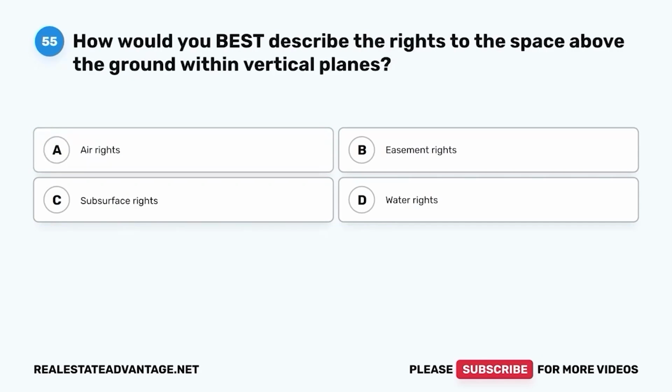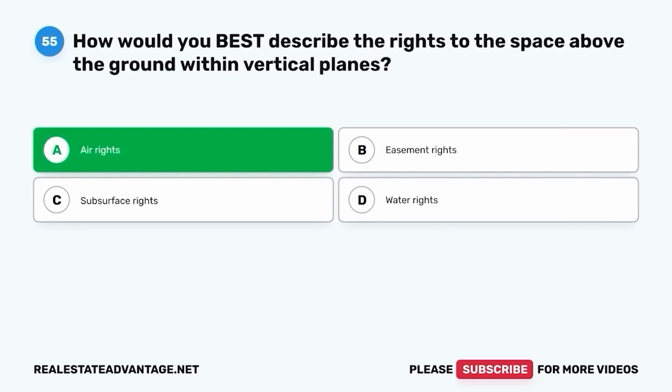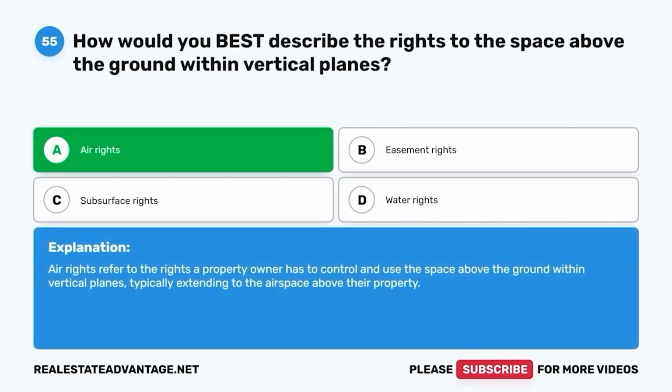Question 55. How would you best describe the rights to the space above the ground within vertical planes? A, air rights. B, easement rights. C, subsurface rights. D, water rights. The correct answer is A, air rights. Air rights refer to the rights a property owner has to control and use the space above the ground within vertical planes, typically extending to the airspace above their property.